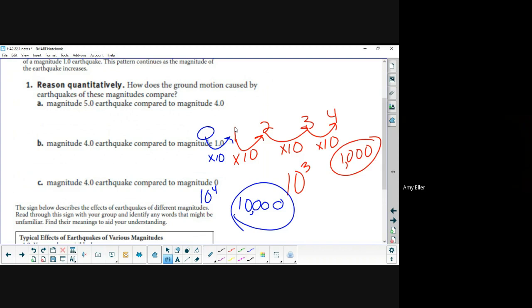I found this table interesting at the bottom. The table below describes the effects of earthquakes of different magnitudes. So just read that to yourself.